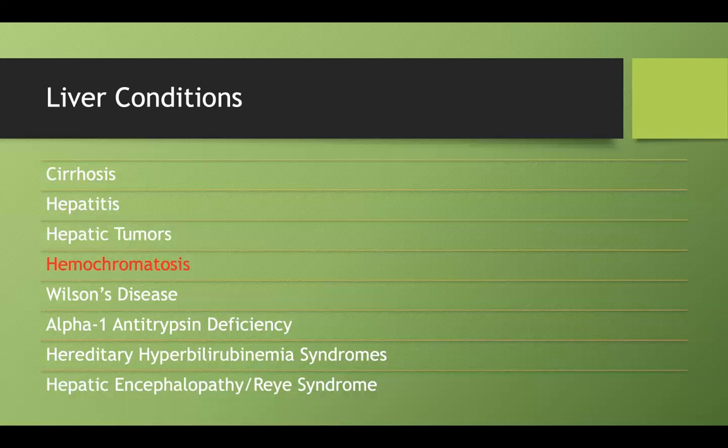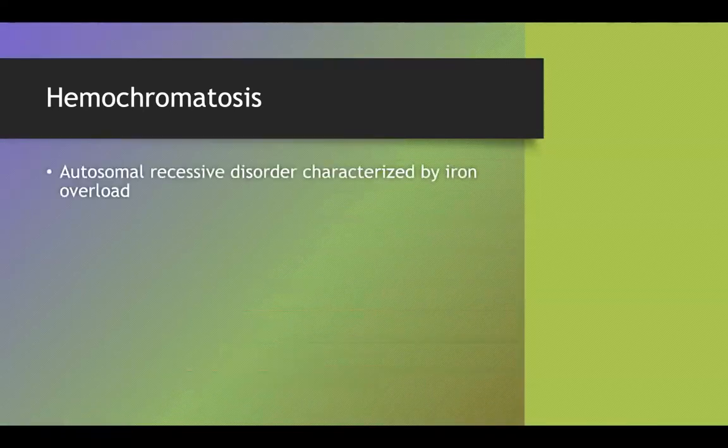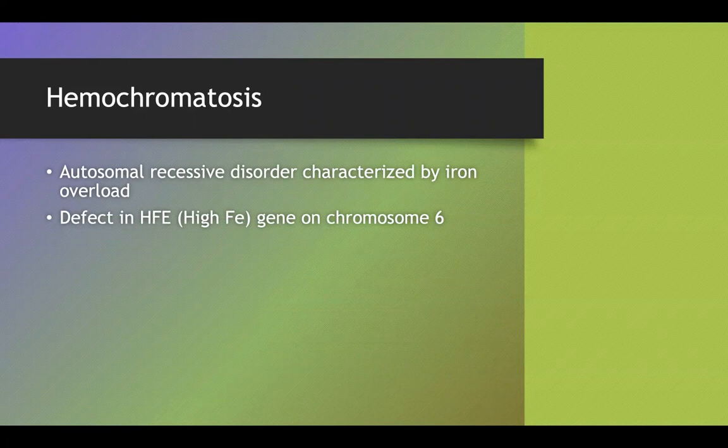But we'll go over hemochromatosis, Wilson's disease, and alpha-1 antitrypsin deficiency now. So hemochromatosis is an autosomal recessive disorder characterized by iron overload. It's caused by a defect in the HFE, which is a term for high iron gene, on chromosome 6. And I remember that it's on chromosome 6 because I think of the high FE has 6 letters.